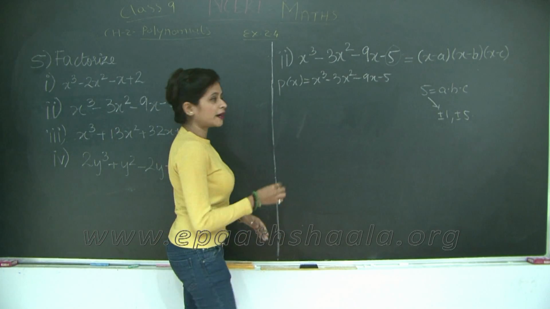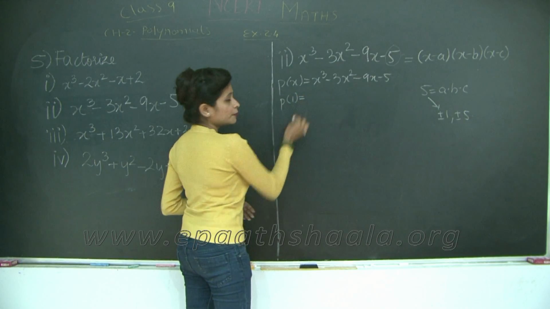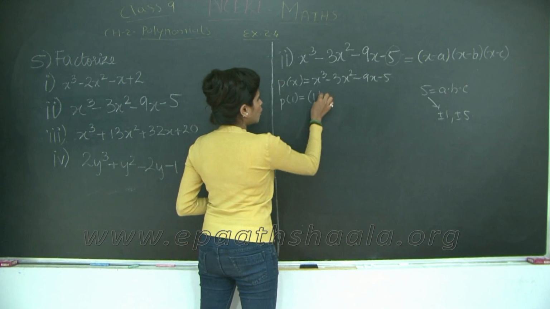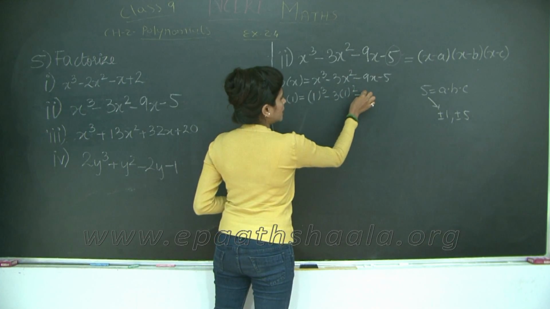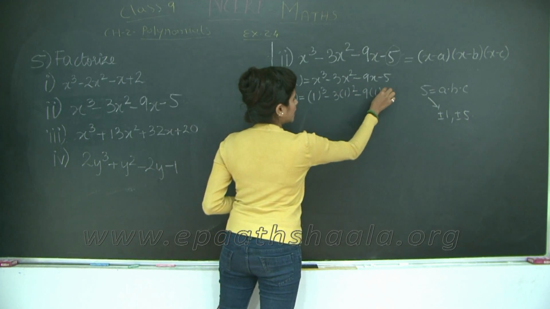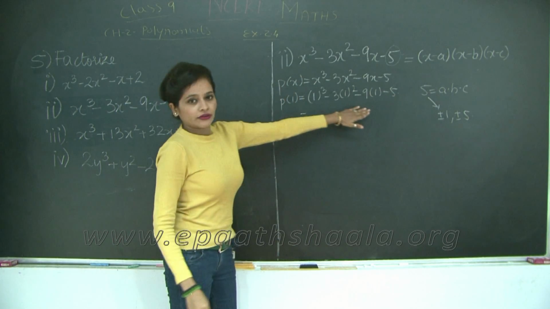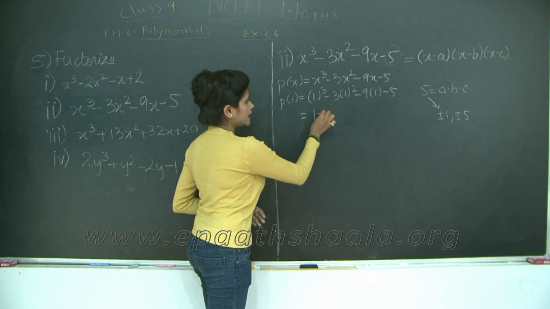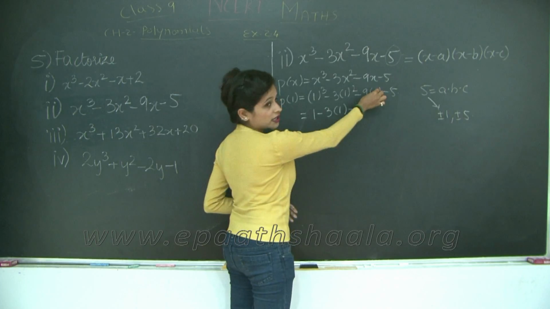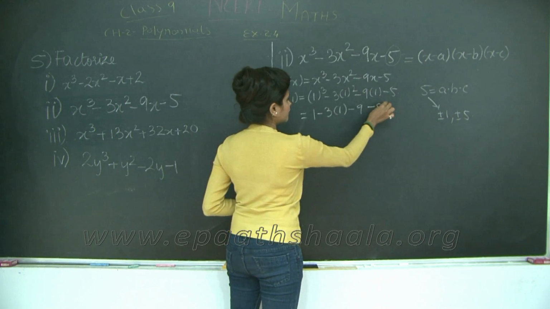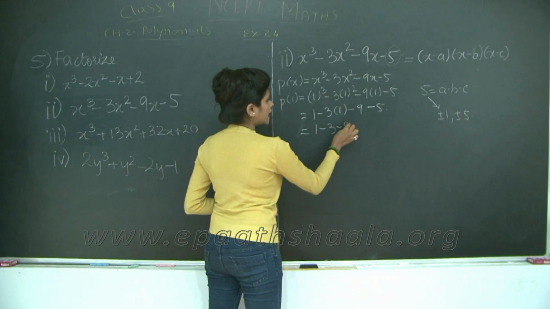Now let's find by trial method P of 1. P of 1 will be equal to 1 cube minus 3 into 1 square minus 9 into 1 minus 5, right? I'll solve this further. So I get 1 minus 3 into 1 minus 9 into plus 1 gives me 9 minus 5, right? This is equal to 1 minus 3 minus 9 minus 5.